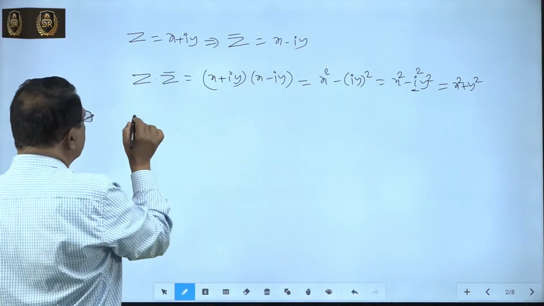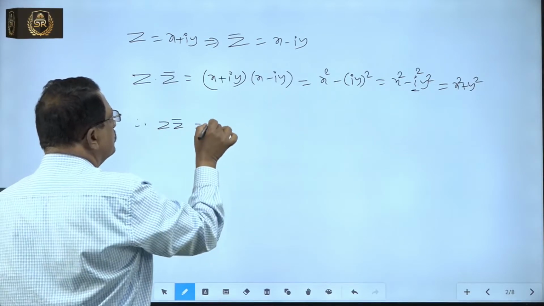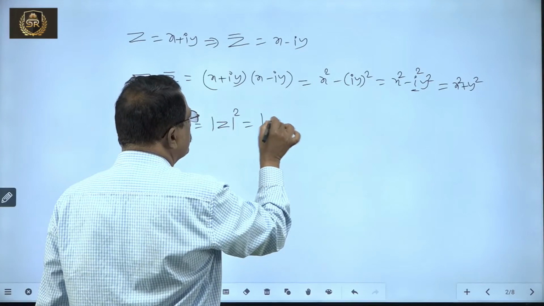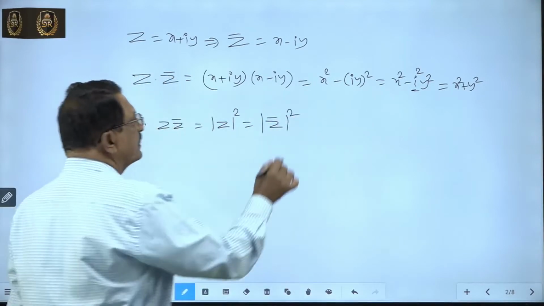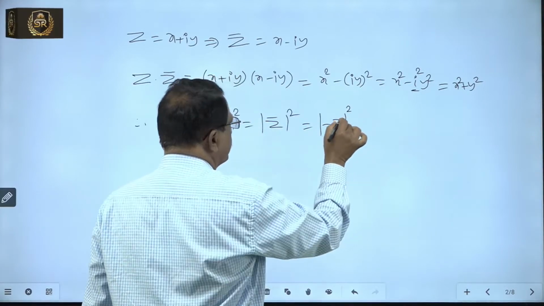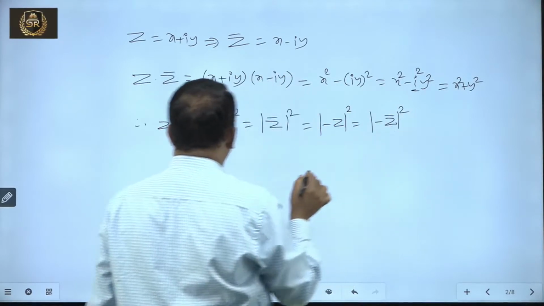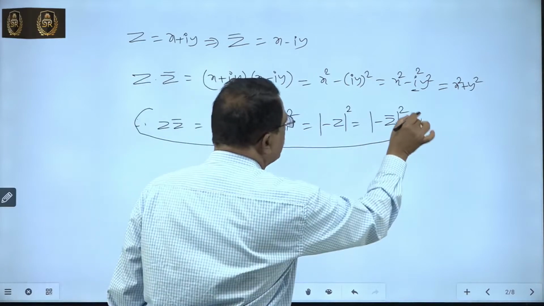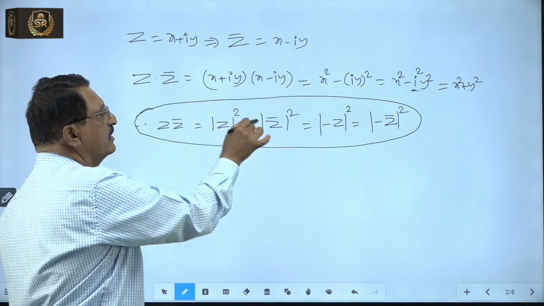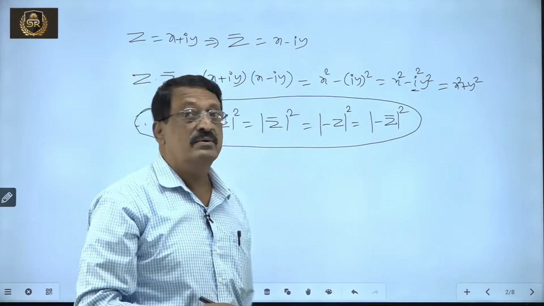Therefore, z into z bar equals mod z whole square, which is the same as mod of z bar whole square, or the same as mod of minus z whole square, or mod of minus z bar whole square. All are the same. Very important, this condition.